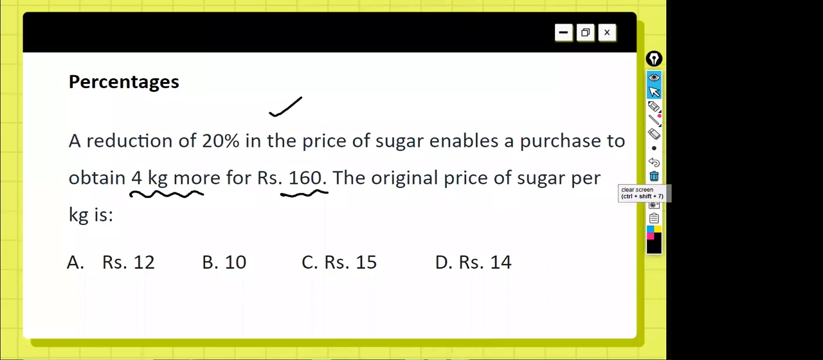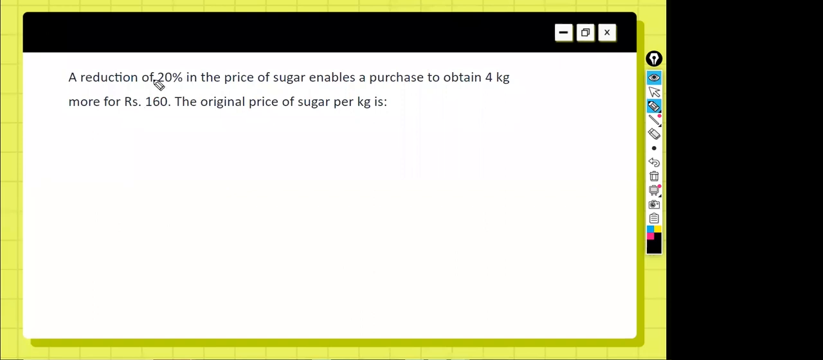Let us see how to solve this problem. I'm going to teach you some basic concepts in percentage. Initially, let us assume the original price to be, let's say, 100 rupees. And the person is buying a certain number of kilograms, X kilograms, and the total amount is 160 rupees.